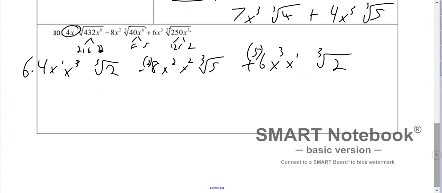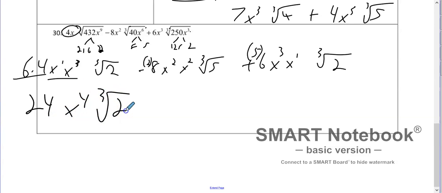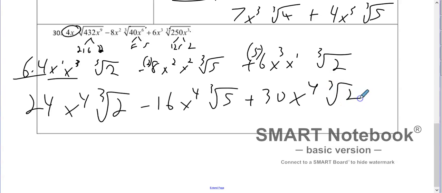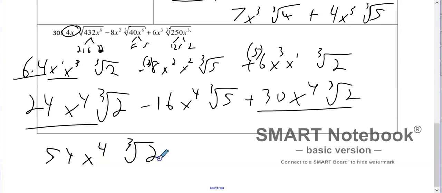Now let's clean it up. This is 24, x to the 4th, cube root of 2. This is minus 8 times 2 is 16, x to the 4 also, but cube root of 5. Plus 6 times 5 is 30, x to the 4, cube root of 2. And again, only these two go together. They have to have the same radical. So that's going to be 54, x to the 4th, times the cube root of 2, minus 16, x to the 4th, cube root of 5.